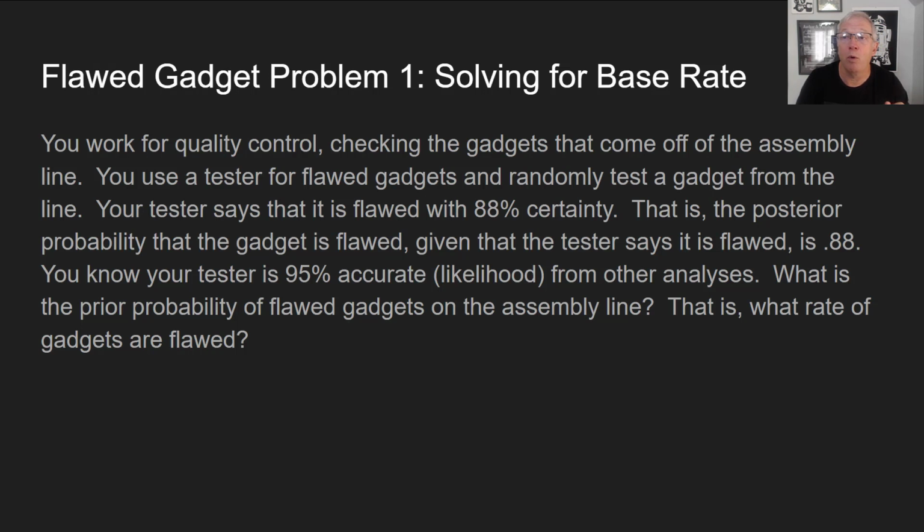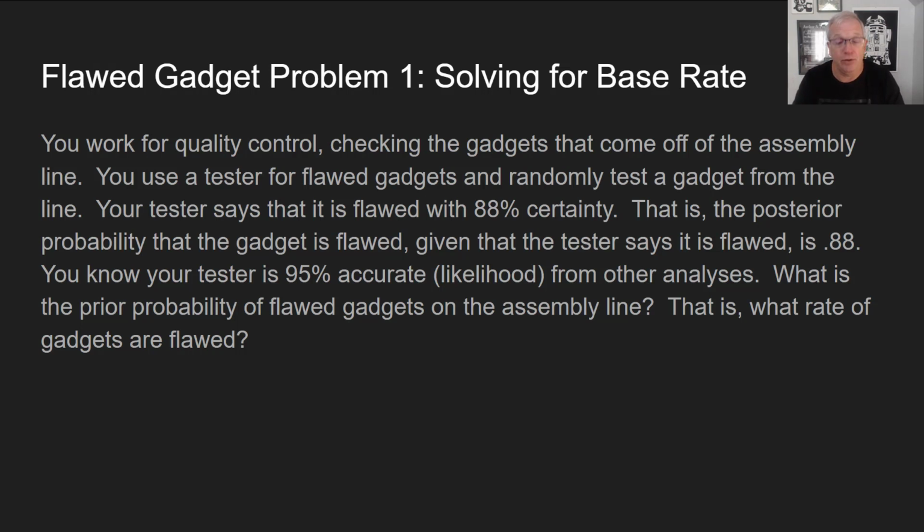Suppose you work for quality control at a company, checking the gadgets that come off of the assembly line. You use a tester for flawed gadgets and randomly test a gadget from the line. Your tester says that it's flawed with an 88% accuracy. That is, the posterior probability that the gadget is flawed, given that the tester says it's flawed, is 0.88. Notice the way I just said that sentence. You know your tester is 95% accurate, that's the likelihood, from other analyses. What is the prior probability of flawed gadgets on the assembly line? That is, what rate of gadgets are flawed? And so we're trying to figure out the prior.